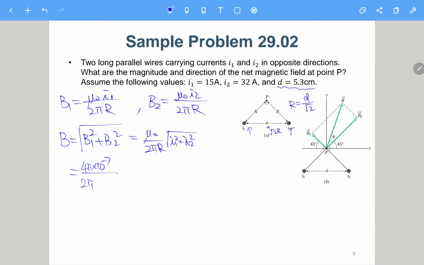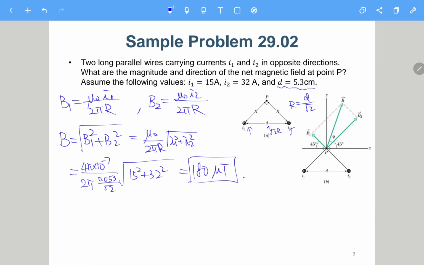So we can just plug in d. D is 0.053 over square root of 2. This is 2 pi r. And then we have the square root of I1 squared plus I2 squared, which is 15 squared plus 32 squared. So this number is 180 mu Tesla.